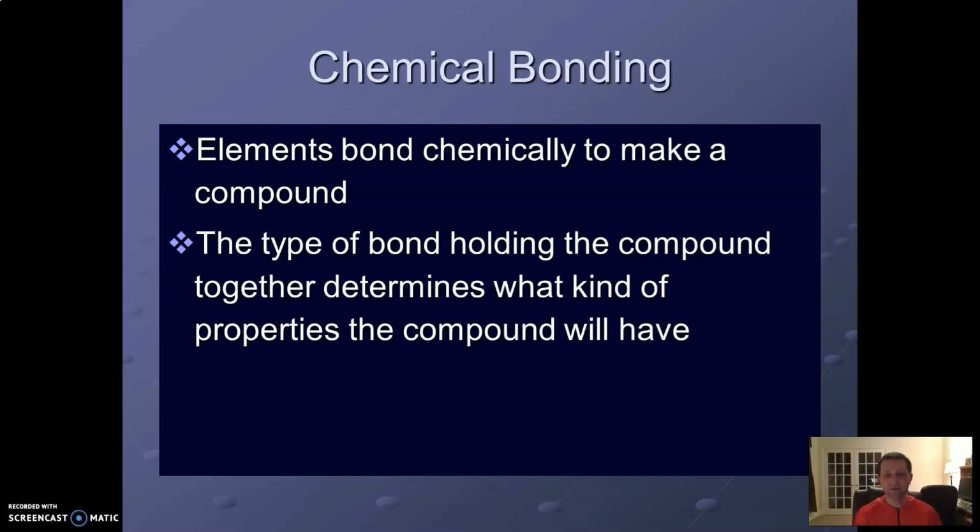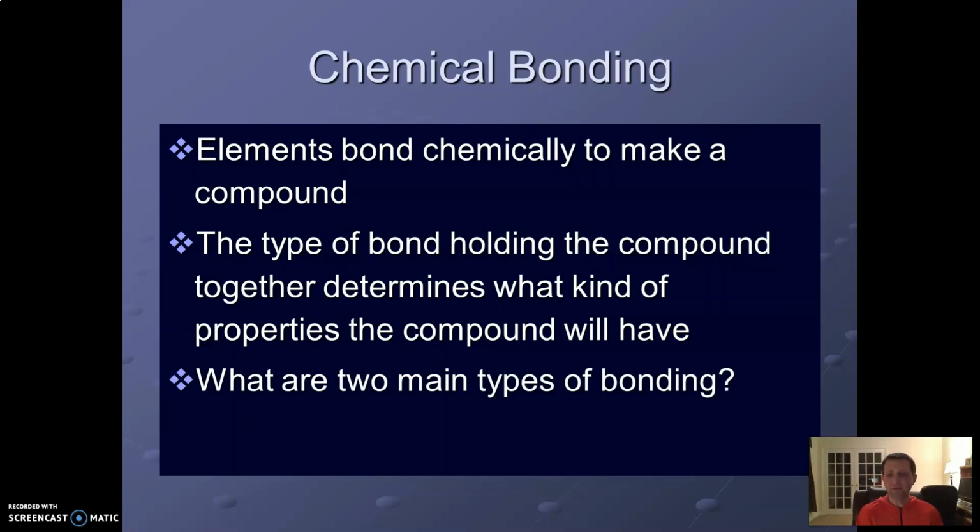The type of bond holding the compound together will determine what kind of properties it will have. So the two main types of bonding, we probably saw it on the previous slide. We have ionic and covalent bonding. There's also metallic bonding that I get into in AP Chem a little bit, but we're going to focus on ionic versus covalent today. You probably recognize those terms because back in our nomenclature unit, we have different rules for naming those compounds, right? We have rules for naming ionic compounds, and we have rules for naming the covalent type.